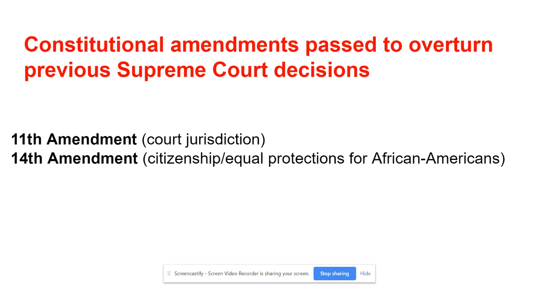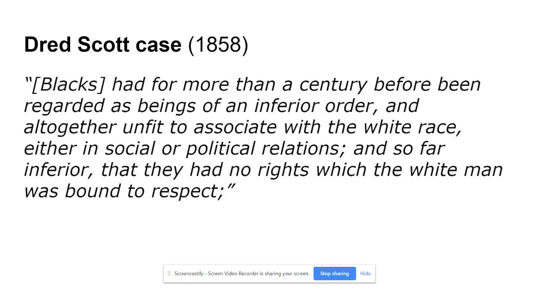That protected African Americans. And here's why it did this: the Dred Scott case in 1858 said that blacks for more than a century have been regarded as an inferior order and altogether unfit to associate with the white race, either in social or political relations, and so far inferior that they had no rights which the white man was bound to respect.